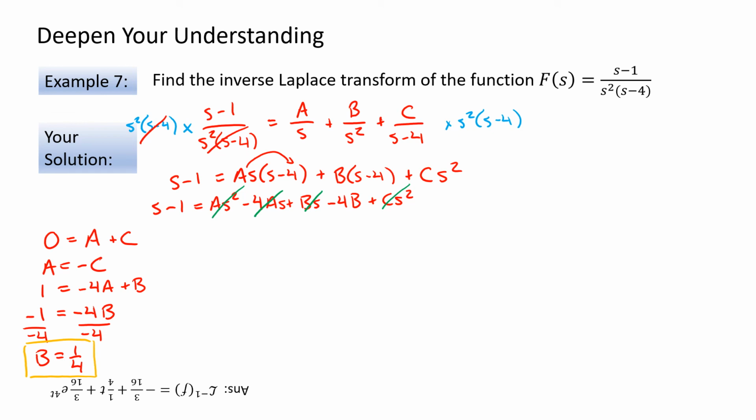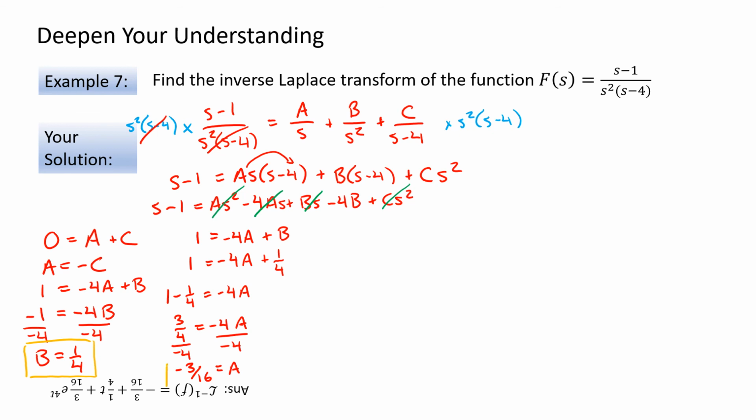Now using the second equation, we have 1 is equal to -4a plus b, or 1 is equal to -4a plus 1/4. Bringing the 1/4 to the other side, we have 1 minus 1/4 is equal to -4a. So 1 minus 1/4 is 3/4. So 3/4 is -4 times a. Dividing both sides by -4, we get -3/16 is equal to a. So again, I will put a different color around that.